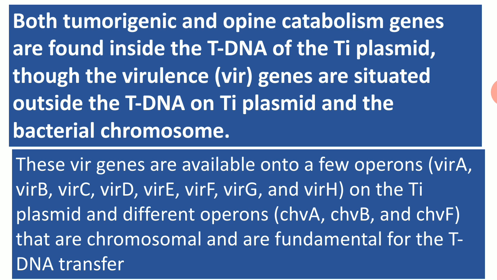Both the tumorigenic and opine catabolism genes are found inside the T-DNA of the Ti plasmid, though the virulence genes are situated outside the T-DNA, on the Ti plasmid and the bacterial chromosome. These virulence genes are available on a few operons: virA, virB, virC, virD, virE, virF, virG and virH on the Ti plasmid. The different operons chvA, chvB, chvE are found on the main chromosome. These are not situated on the Ti plasmid, but they are required for infection.